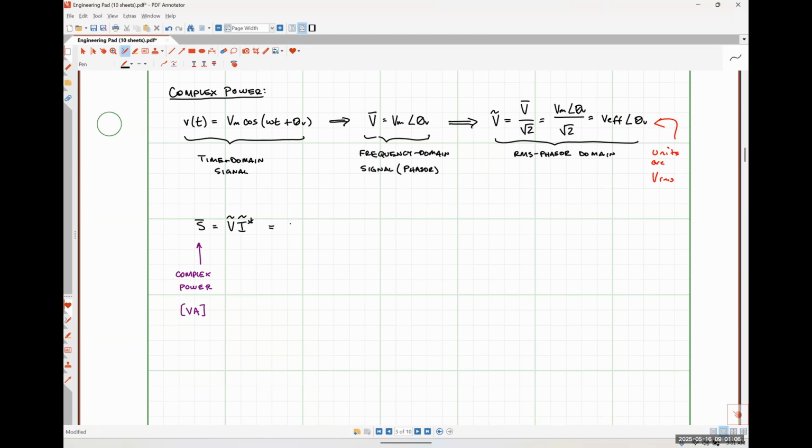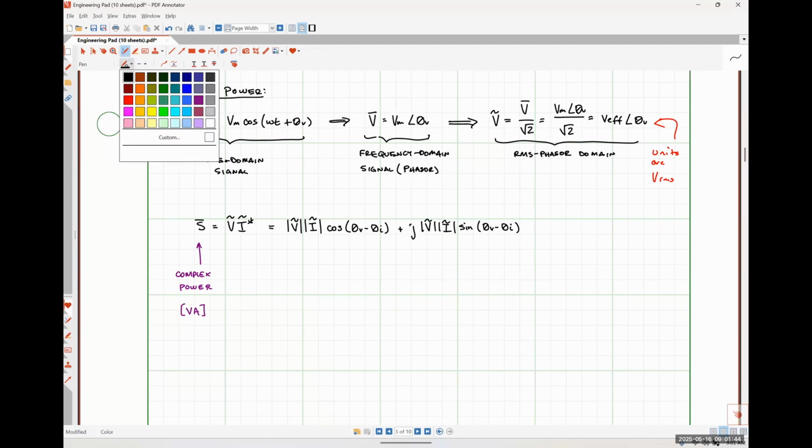the magnitude of our RMS phasor voltage, which is just V effective, times the magnitude of our RMS phasor current, which is just I effective, times the cosine of theta V minus theta I, plus J, magnitude of our phasor voltage, magnitude of our RMS phasor current, sine of theta V minus theta I.